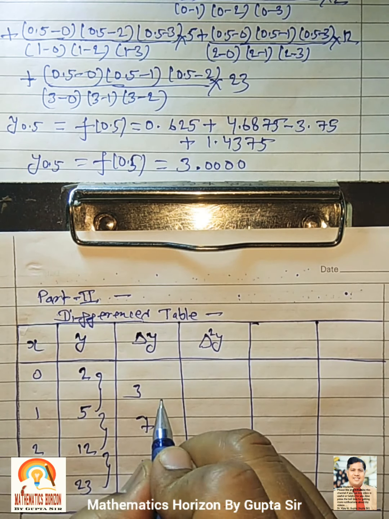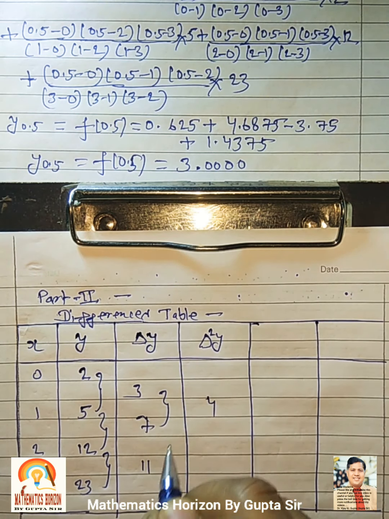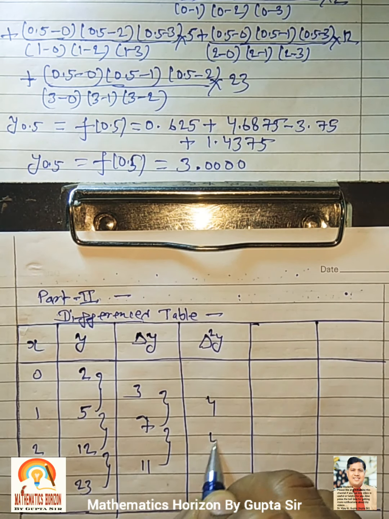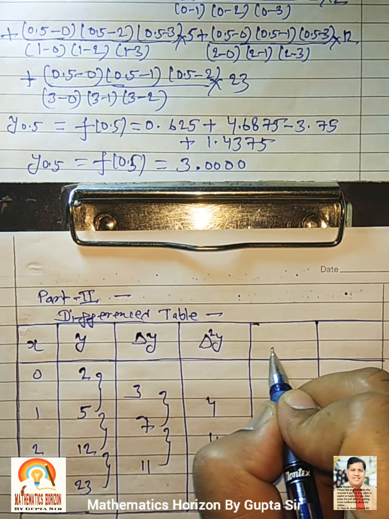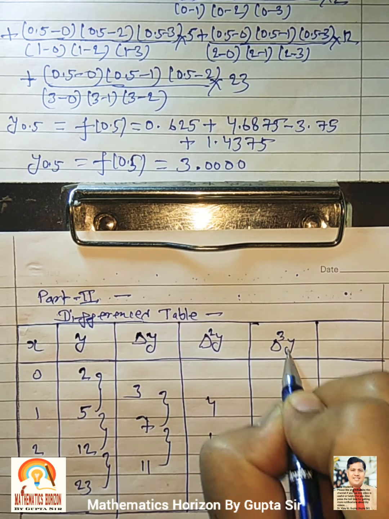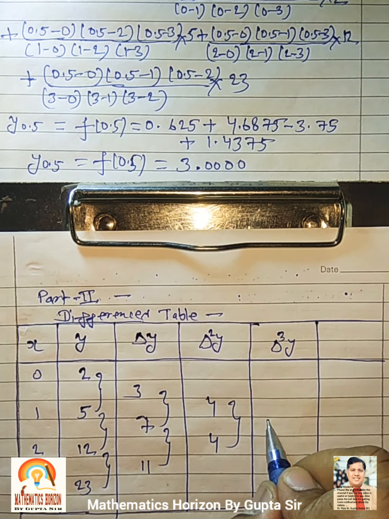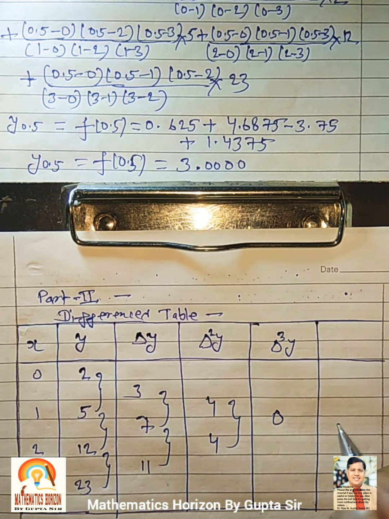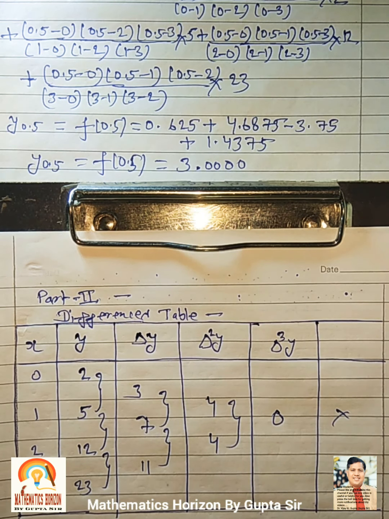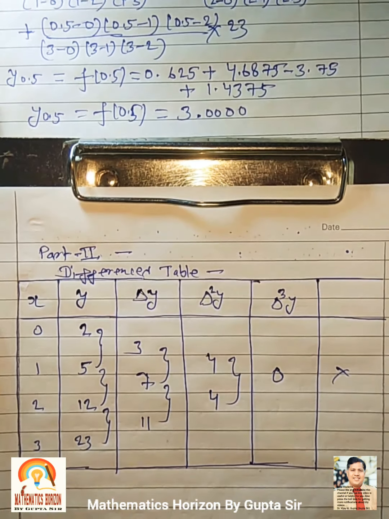Now we calculate differences of second order. 7 minus 3 is 4, 11 minus 7 is 4. These are the differences of second order. And differences of third order, 4 minus 4 is 0. Okay, here we do not have any differences of fourth and higher order.